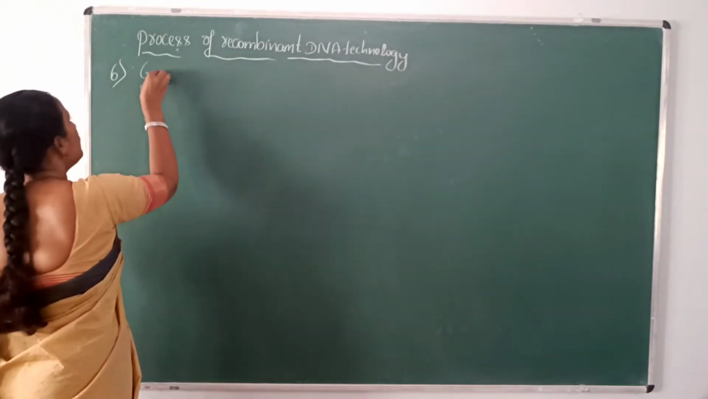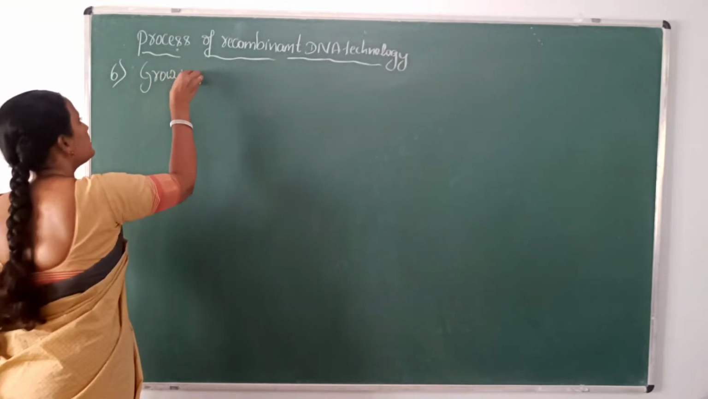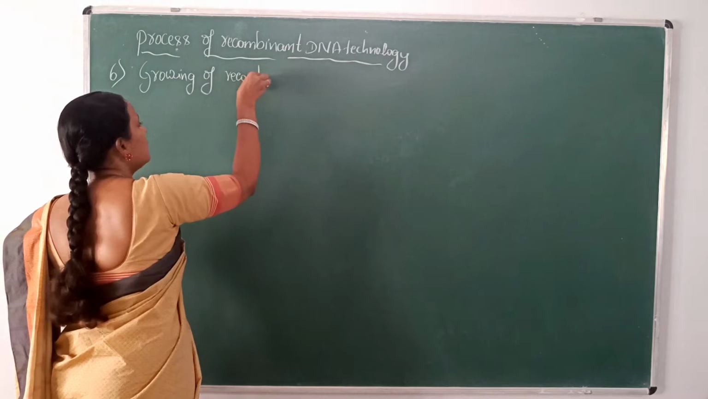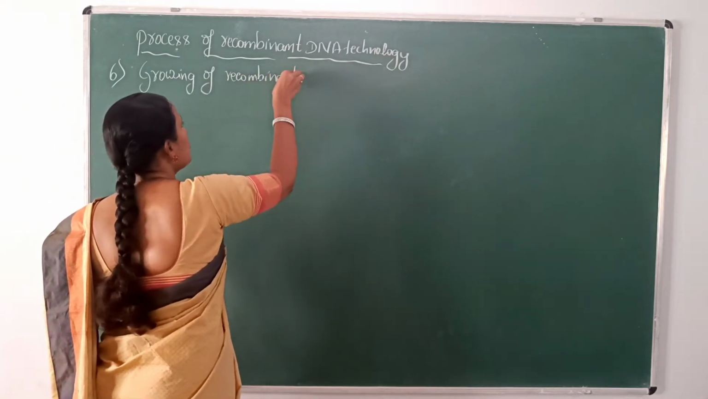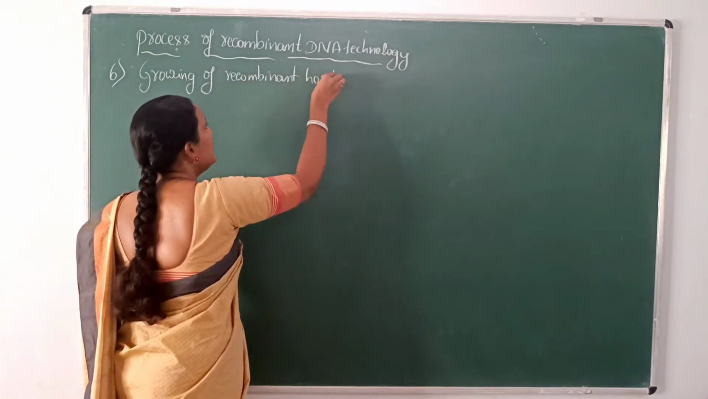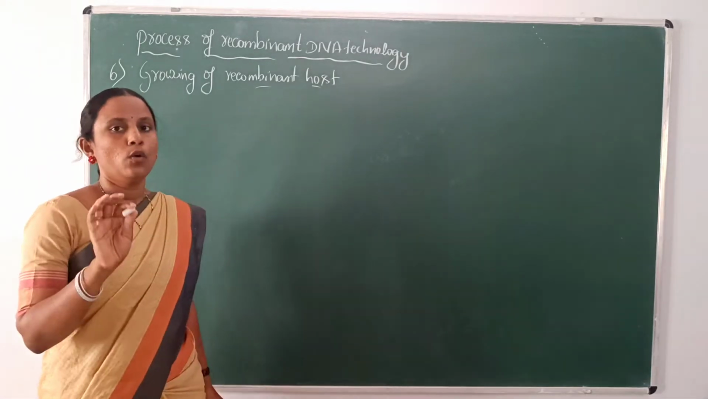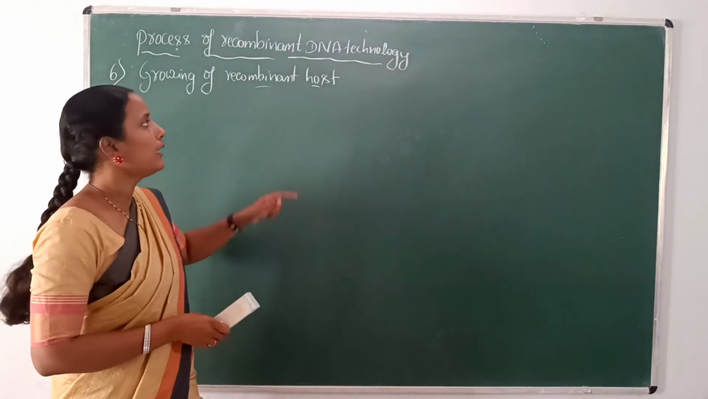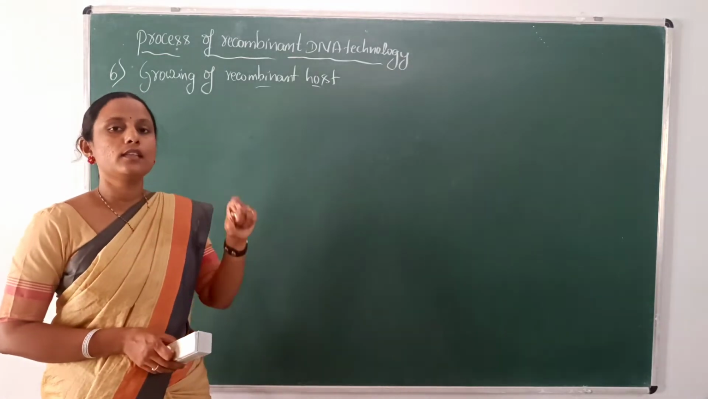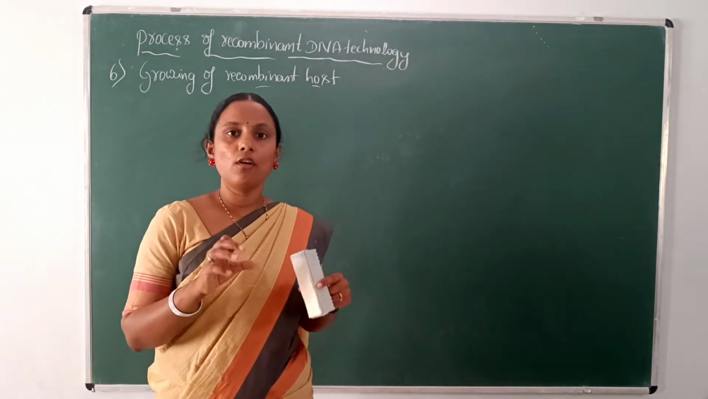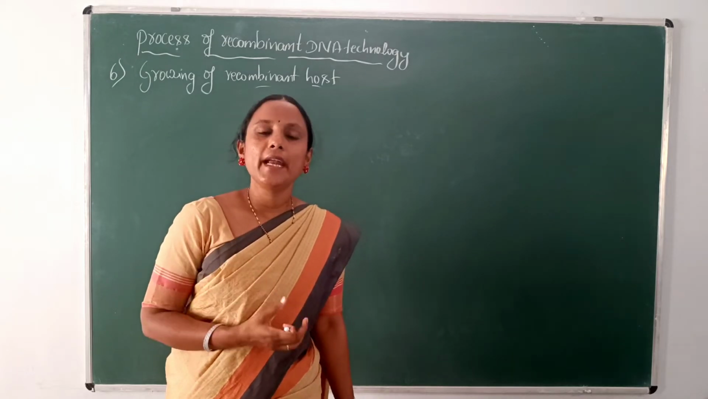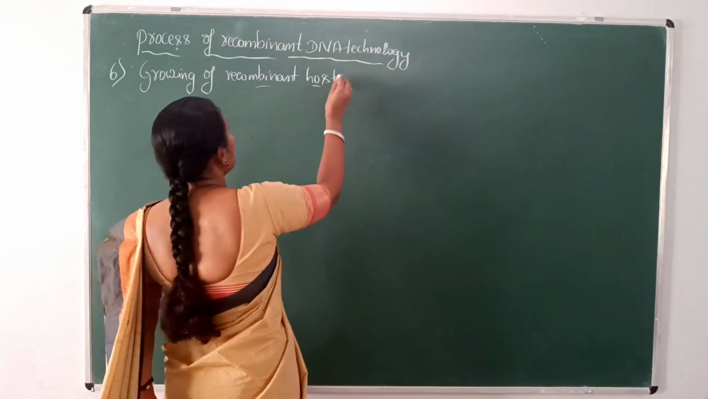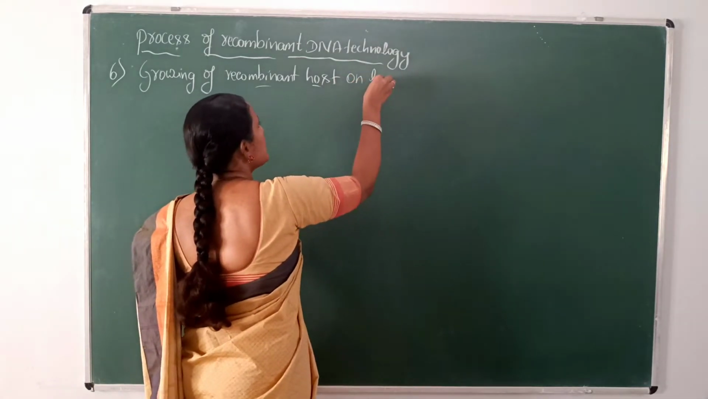That is, growing of a recombinant cell or a recombinant host, we can say. That means the host which has the heterologous gene will be called the recombinant host, and this host should be grown on a large scale to get the product of our interest. Okay, on large scale.